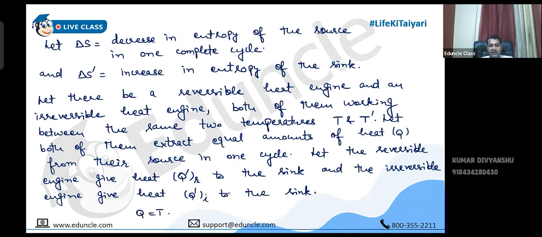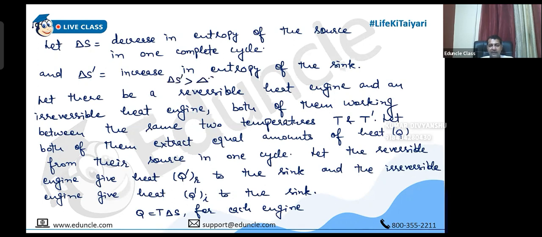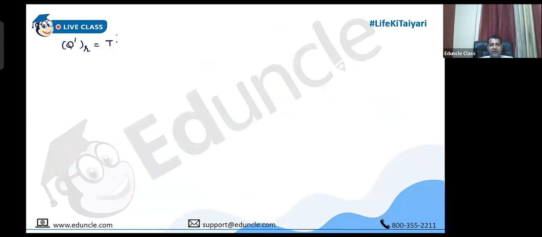Now Q is T delta S, heat taken. It is the same for each engine, because we have assumed that the heat taken is Q. Now what about Q dash R and Q dash I? According to this, delta S dash is greater than delta S, na? If I go by the previous conclusion on dS sink and dS source, so delta S dash should be greater than delta S, na? And now Q dash R will be T dash delta S, and Q dash I will be T dash delta S dash.